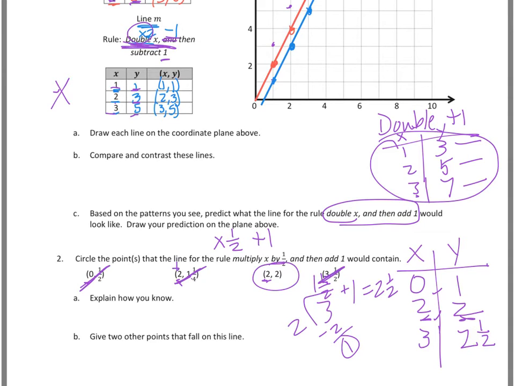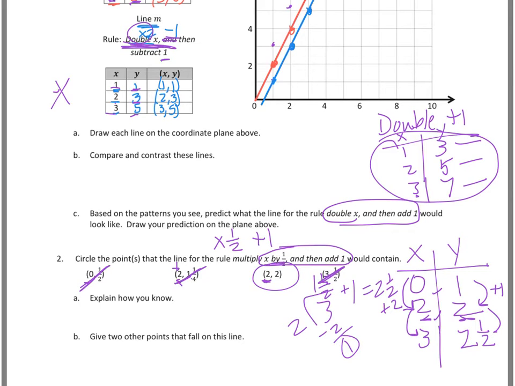Well, I made a table. And I know that for every 2 I go up in the x, I went up 2 there. I'm going up 1 here. So if I go up 1 here, I'm going up a half here. I would just say I plugged it into the rule and I tried it using the x for each of those coordinates.